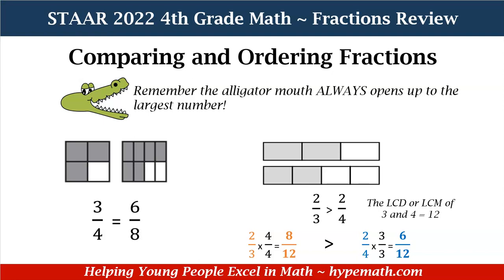Well, in order for us to find that, since our fractions are different, we must find the least common denominator. Sometimes you'll hear least common multiple. So the least common denominator of 3 and 4 is equal to 12. Now that I know what my least common denominator, or LCD, is, now I can find my equivalent fractions, so both 2/3 and 2/4 can have the same denominator, okay?